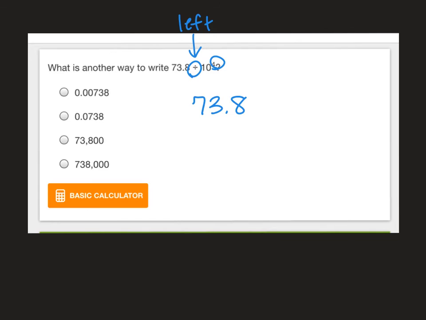So I'm moving 4 times. So I'm going to start where my decimal is, and I'm going to move it 1, 2, 3, 4. I'm going to fill in my zeros and put my decimal where it's going now.